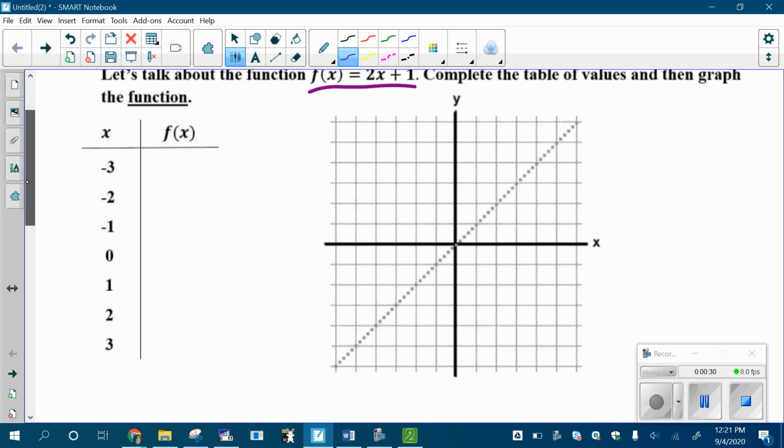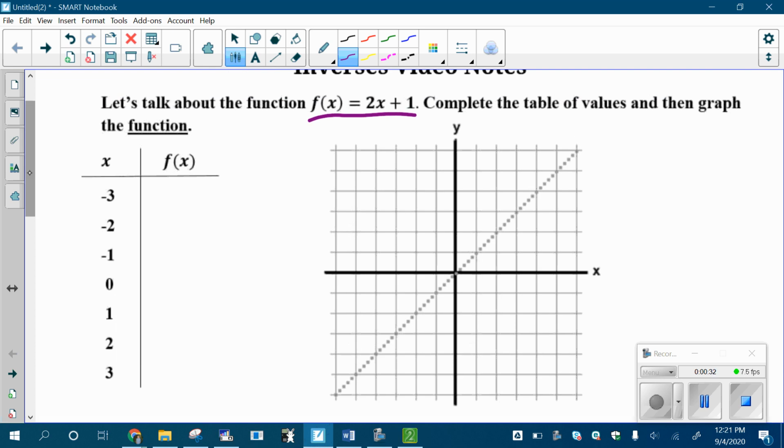And let's pause real quick and make a table for that. So plug in -3 for x. 2 times -3 is -6. -6 plus 1 is -5. Okay, we're just subbing in here, filling out a table. Okay, go ahead and finish up that table. Okay, that's what we should have gotten here.